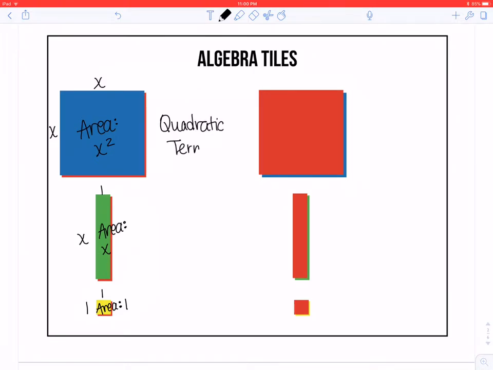And so we're looking at our quadratic term, x squared, and our rectangle as our linear term, x, and our itty bitty square with the area of 1 as our constant. And as always, remember, if we are looking at a negative x squared, or a negative x, or a negative 1, then we will flip those tiles over and indicate negative with the color of red.